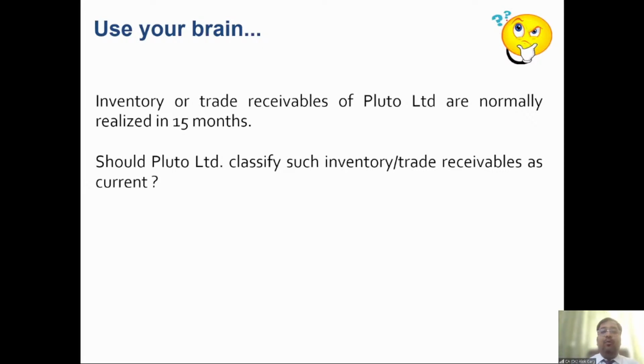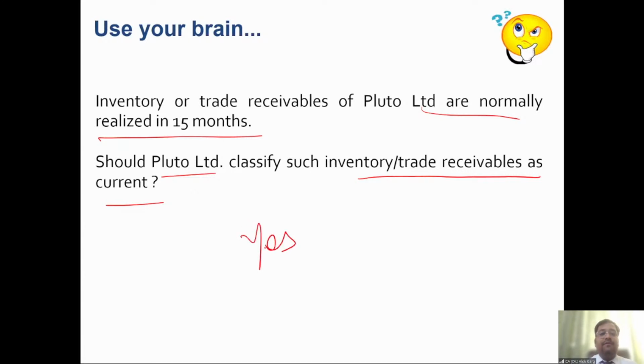Inventory or trade receivable of Pluto Limited are normally realized in 15 months. Should Pluto Limited classify such inventory or trade receivable as current? Tell me, guys. Yes or no? Yes. Why? Because 15 months is the operating cycle, right? If the operating cycle cannot be determined, then 12 months has to be taken.